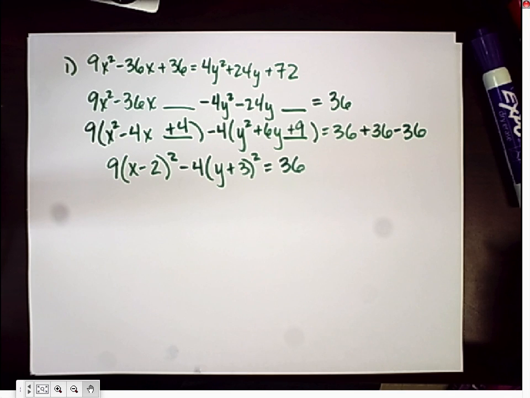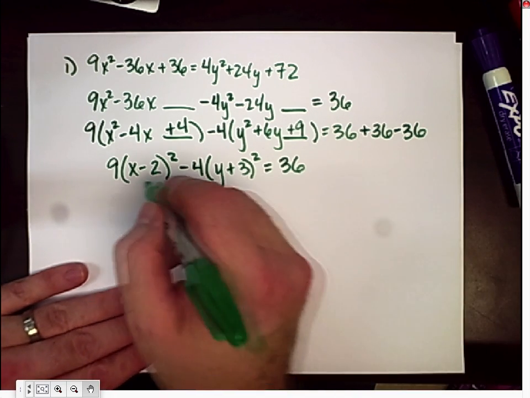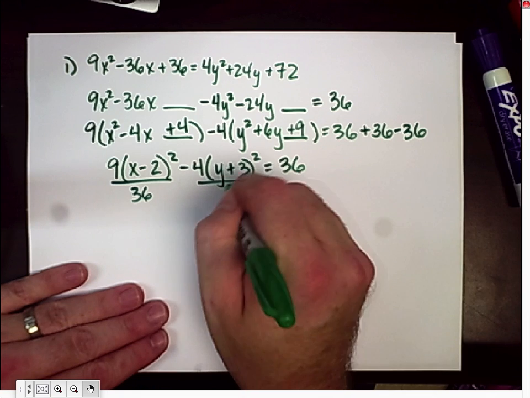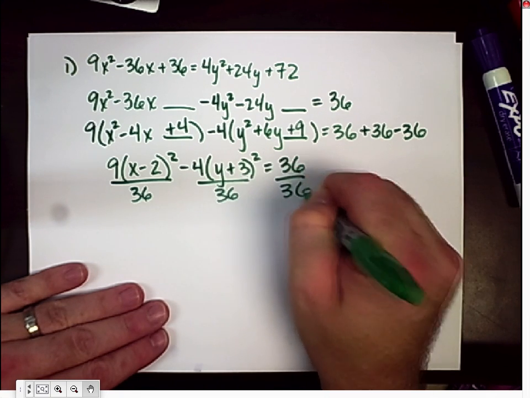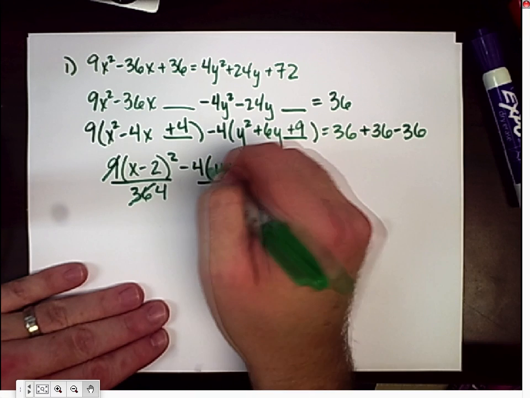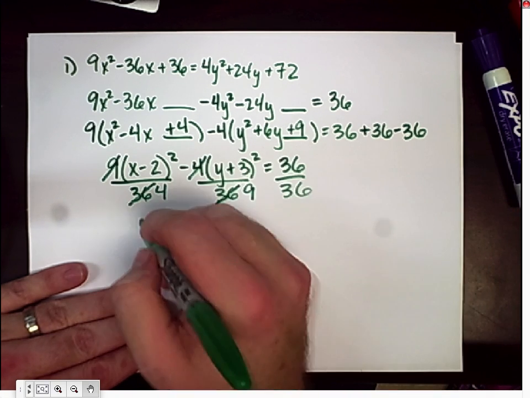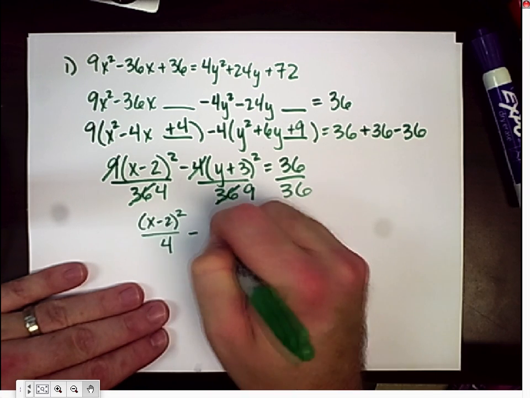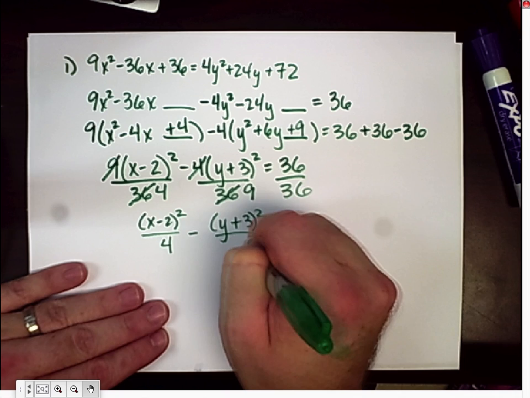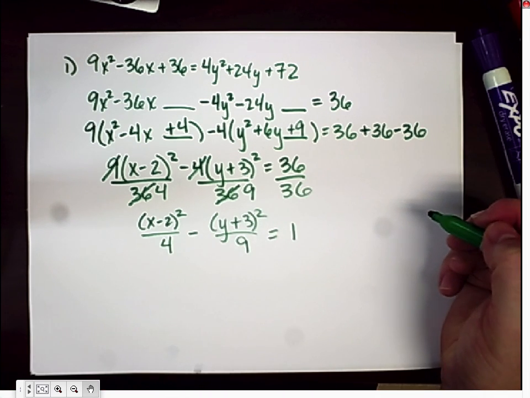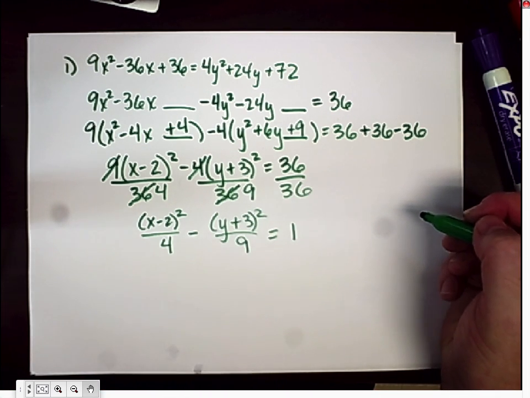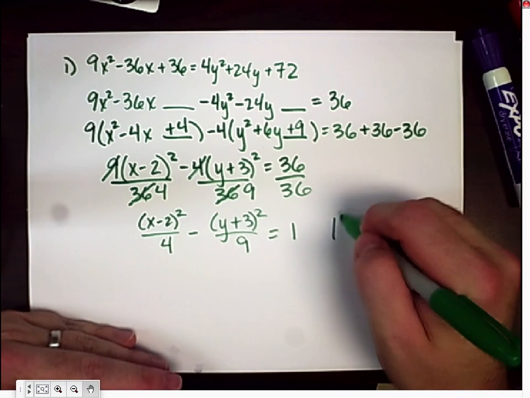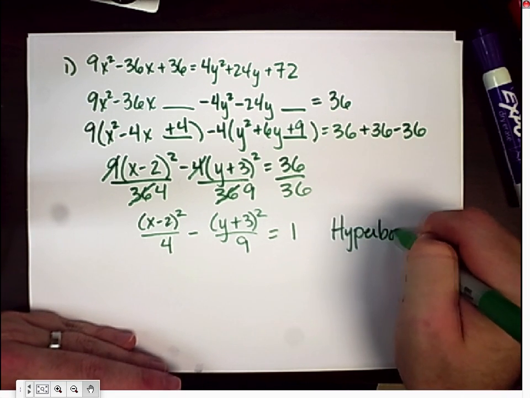So what's left to get this in standard form? It's got to equal 1, so how do we accomplish that? Divide everything by 36. 9 goes into 36 4 times. 4 goes into 36 9 times. So you have x minus 2 squared over 4 minus y plus 3 squared over 9 equals 1. Okay, so then they said, tell what it is. So it's a hyperbola, but we knew that from the beginning.